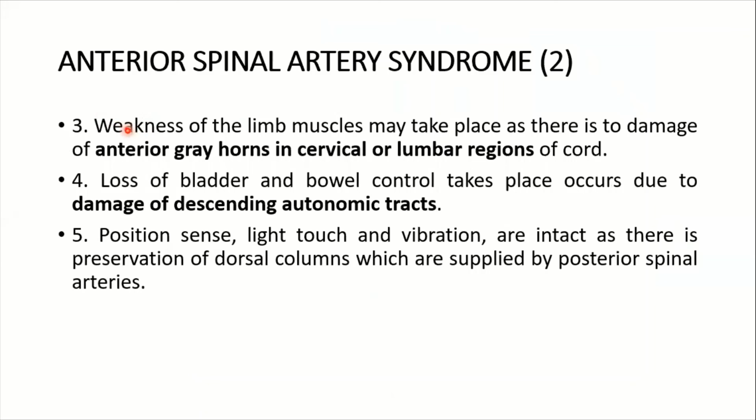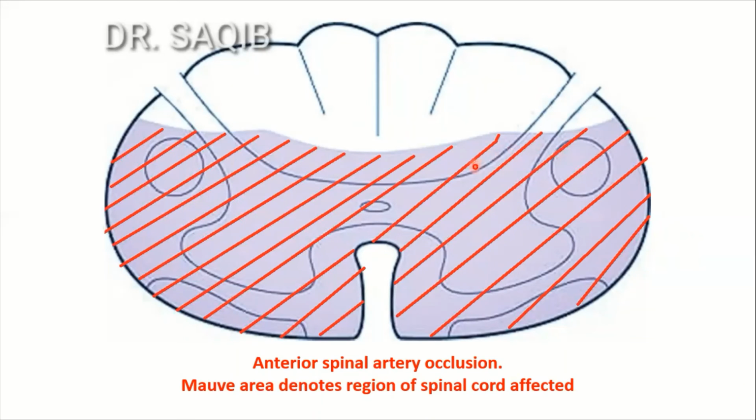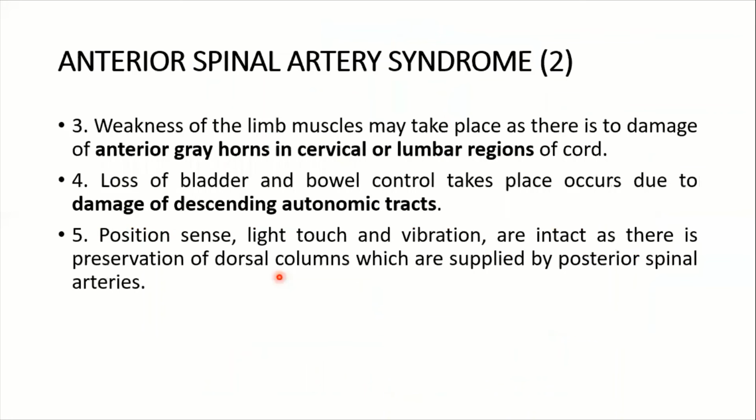And then number 3 is weakness of the limb muscles, which may take place as there is damage to the anterior gray horns in cervical or lumbar regions of the cord, right? Where are they? Here, I'm talking about the damage to anterior gray horn cells. So loss of bladder and bowel control occurs due to damage of descending autonomic tracts.